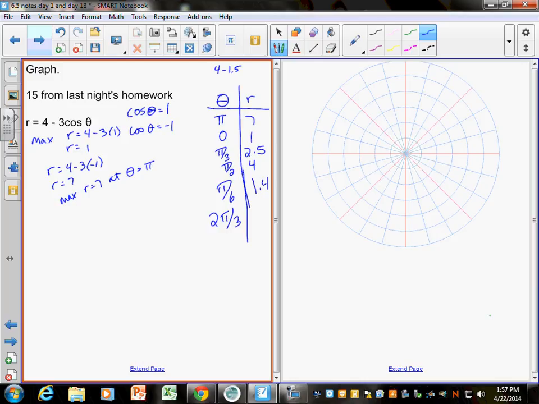The cosine of 2 pi thirds is negative 1/2, right? So now I have 4 minus 3 times negative 1/2. That's going to be a positive number, right? I forget what it is, 5 1/2? 5 1/2.